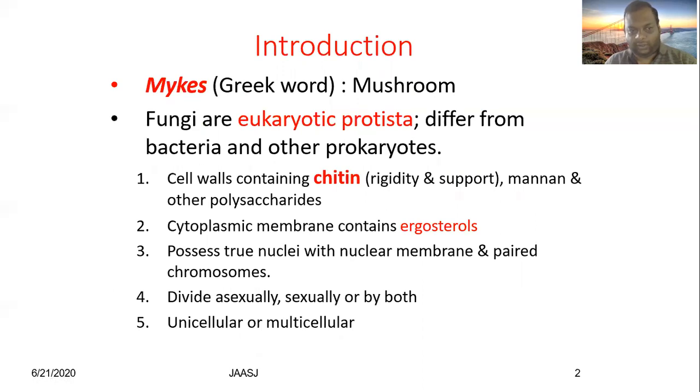What are the peculiar features? Specifically, the cell wall contains chitin. It supports and also provides rigidity. It also contains mannan and other polysaccharides. About the cytoplasmic membrane, it contains ergosterol. Also, it contains a true nucleus with a nuclear membrane and paired chromosomes. They divide sexually or asexually, or by both. Also, they are unicellular or multicellular.